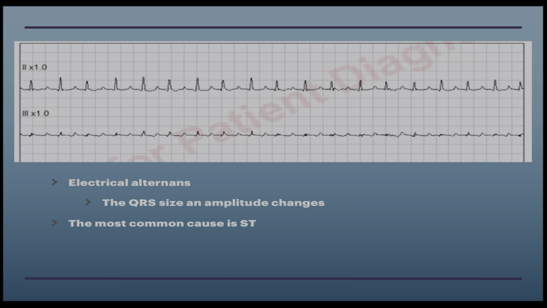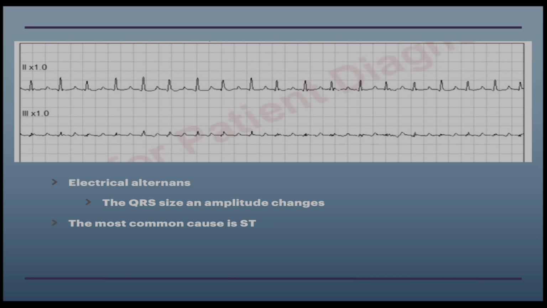So the rhythm we're looking at here on the screen is a sinus tachycardia. It is fast, it is regular, it has P waves that are similar in morphology, the PR intervals are constant throughout, and the QRS complex is narrow, so we have enough information to call this a sinus tachycardia.